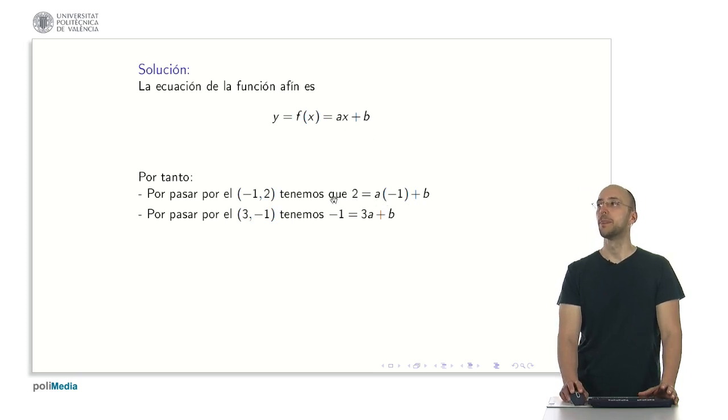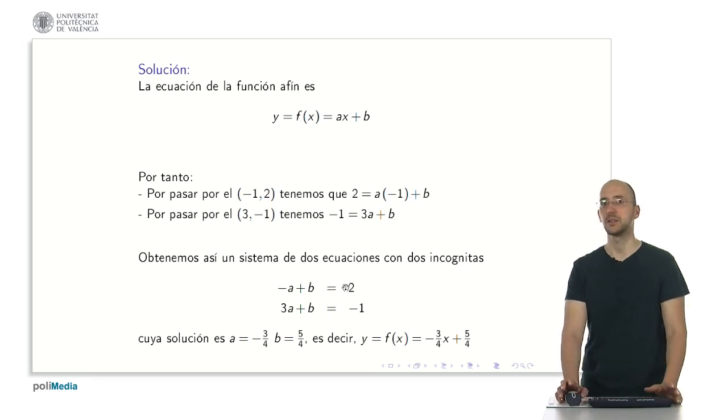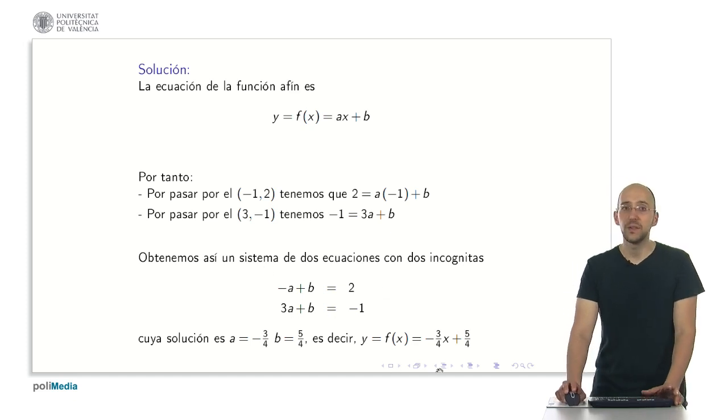If in addition this line has to go through the point (3, -1), we do exactly the same. This is the component x and this is the component y. We replace the y by minus 1 and the x by 3. We will obtain this equation. What is this? This is a system of two equations with two unknowns. If we simplify a bit here, this part of the equality is written on the other side to make it more standardized. But it is exactly the same system. a times minus 1 is minus a. So I have minus a plus b equal to 2, and 3a plus b equal to minus 1.